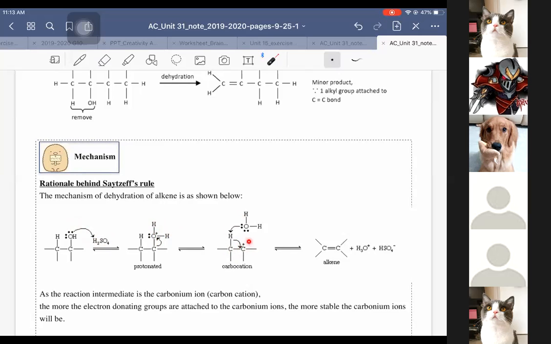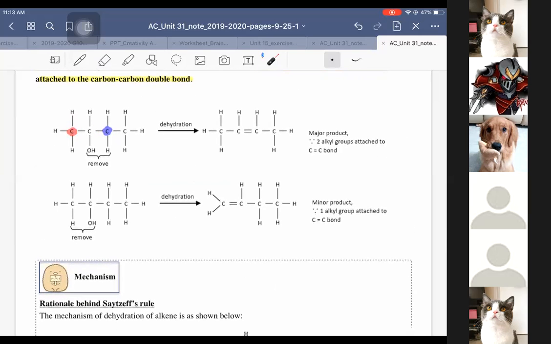Okay, so take a look at the example here. If we can form the positive charge on this carbon, since it has two alkyl groups attached to it, it can stabilize this carbon better than the one highlighted with red. So we will be able to remove this hydrogen to form that carbocation. So the product will be like this. The double bond is between the second carbon and the third carbon, and that's the major product. We also call it the Zaitsev's product. So it's more stable for this one.